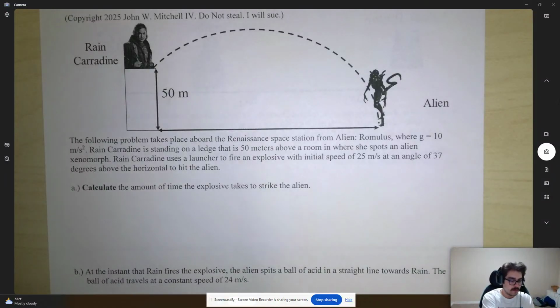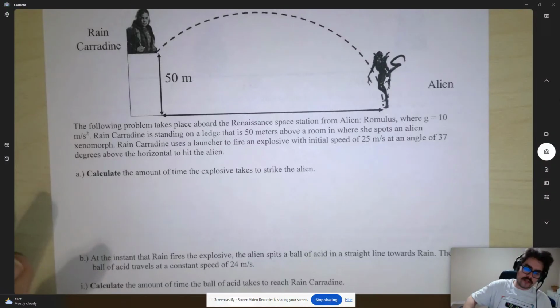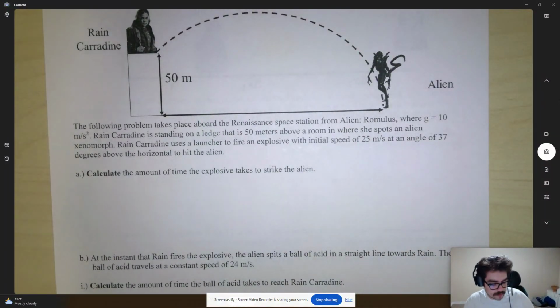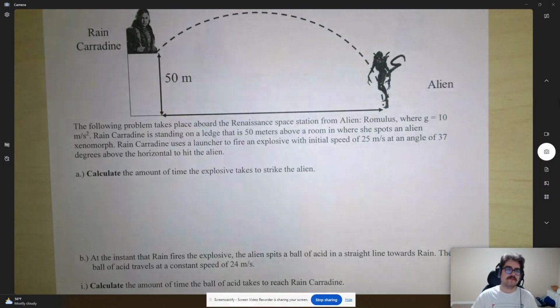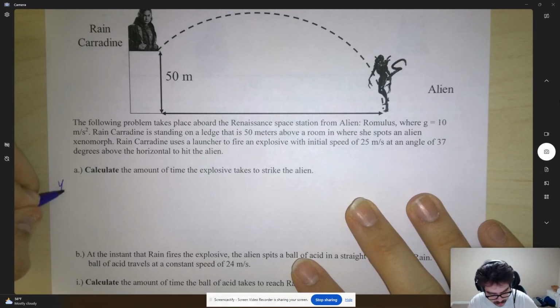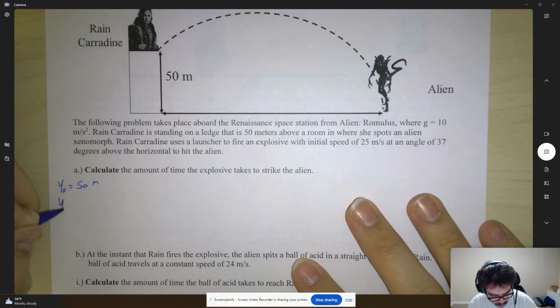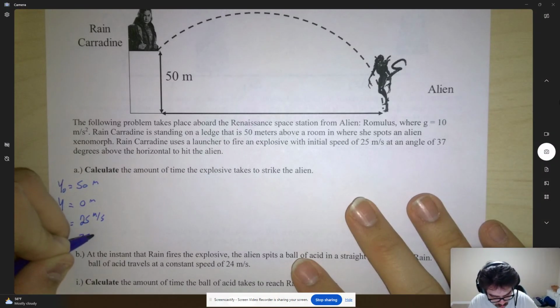What you can do is just use, I don't think this one actually requires the quadratic formula because, well, no, it does. I remember. It does require the quadratic formula because even though you're just going to end up with a solution, I think, that ends up being negative, which is kind of weird. So let's throw out what we know. We know y naught is equal to 50 meters. We know that y final is going to be equal to 0 meters. We know that v naught is equal to 25 meters per second. We know that theta is equal to 37 degrees.